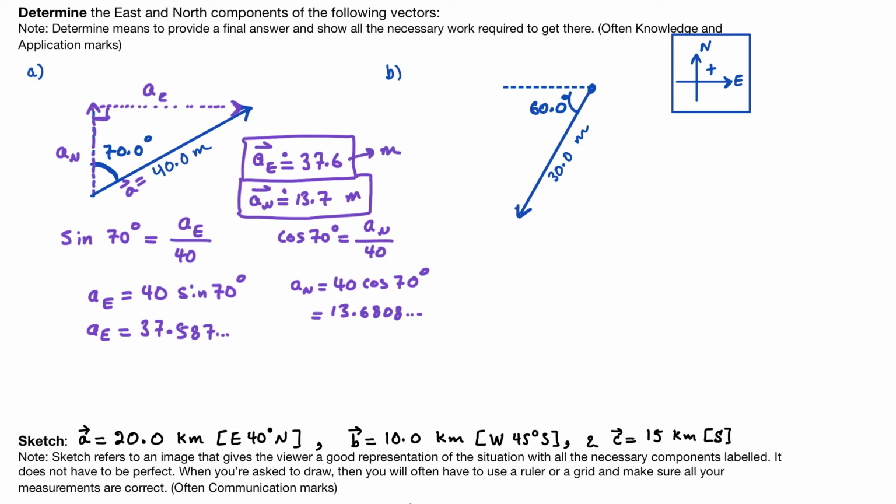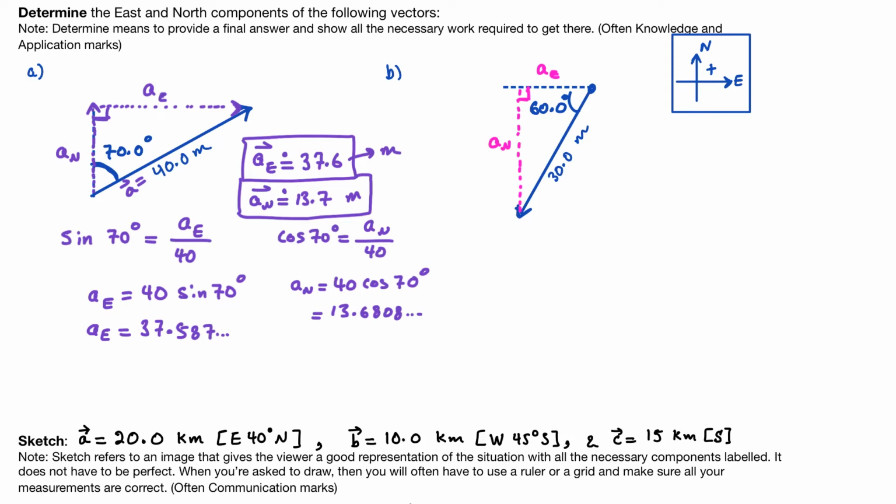Okay, let's do the next question now. The next question, we're going to use the shortcut right away, but we are going to draw out our components. So our components always make a 90-degree angle, and the vector itself is always the hypotenuse. So this is going to be the adjacent side. This is going to have a magnitude of AE, and this is going to have a magnitude of AN. The directions we'll take care of later.